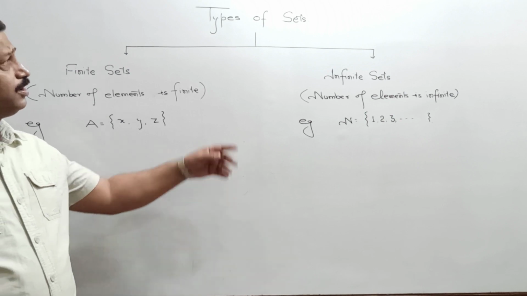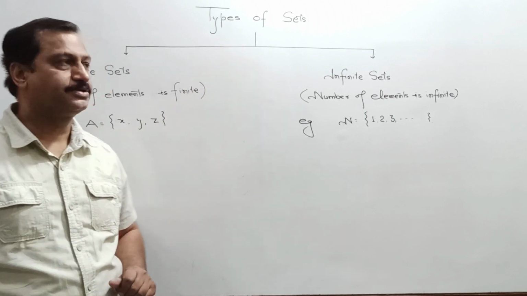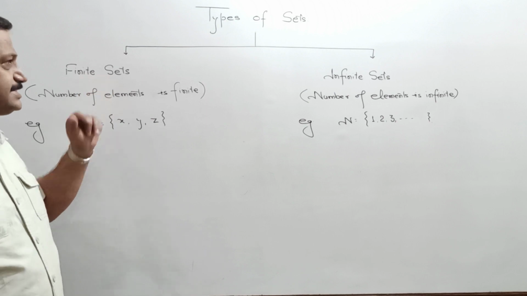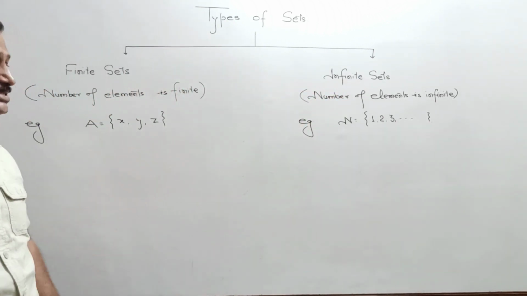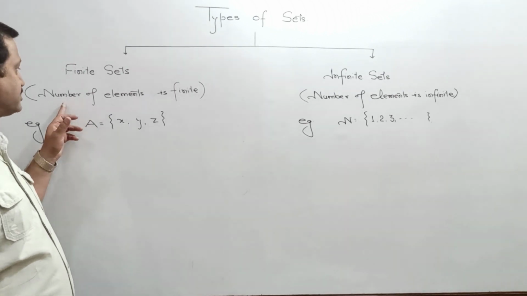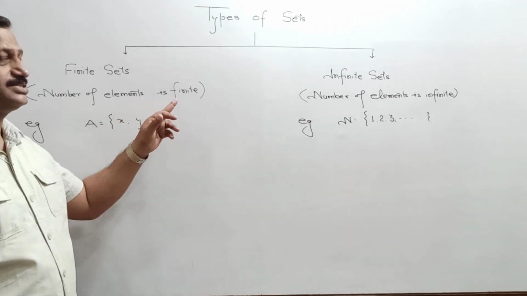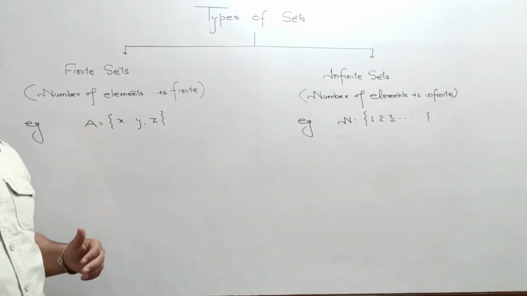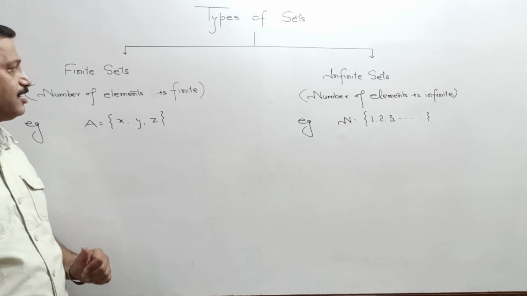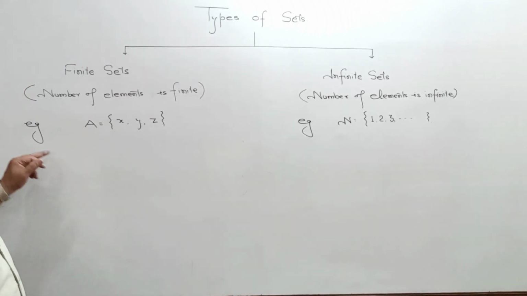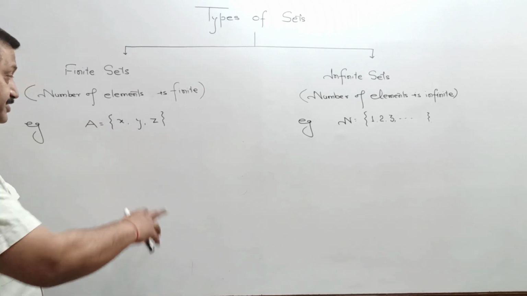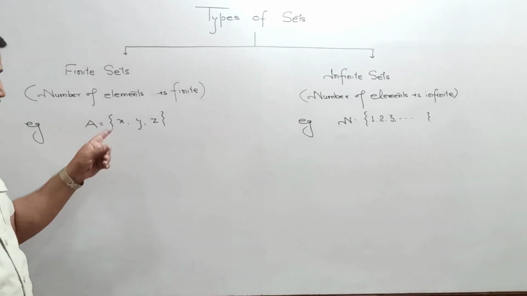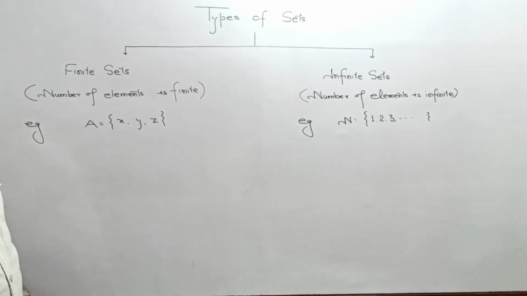Now types of sets: finite sets and infinite sets. Finite sets, that means number of elements is finite. ऐसे sets जिसमें number of elements fixed और finite हो. Example, A is equal to x, y, z. There exist 3 elements in this set. Therefore, this is a finite set.